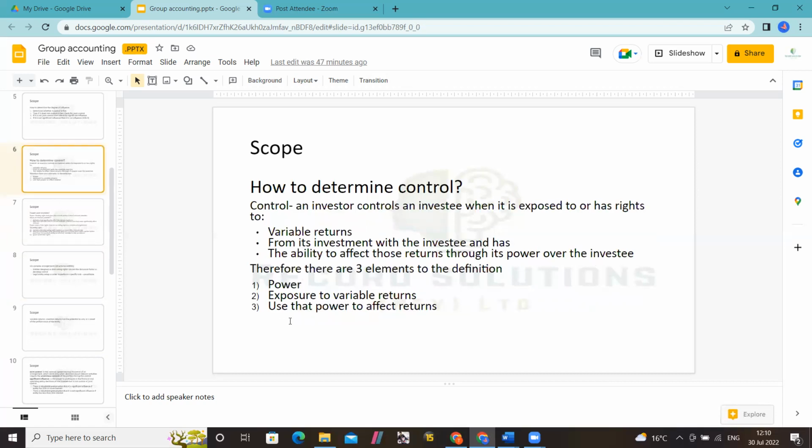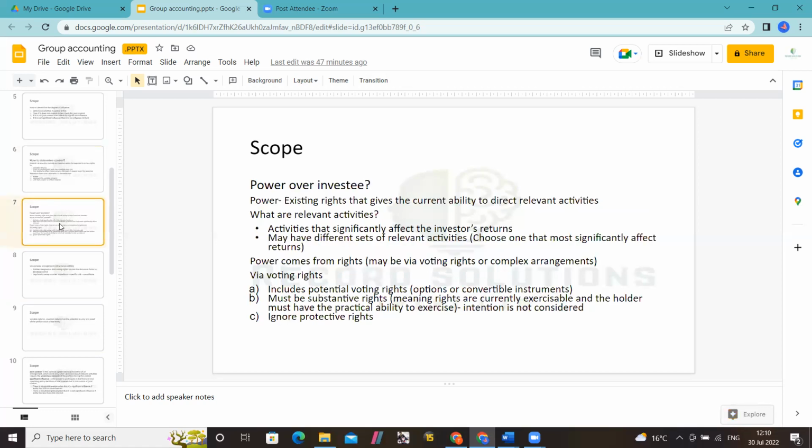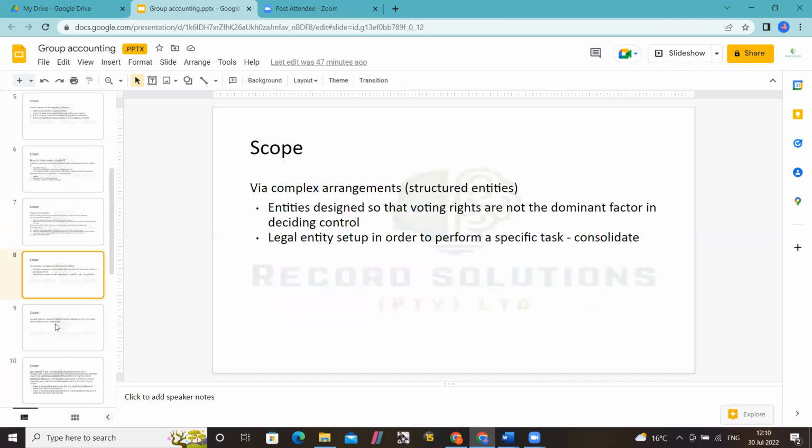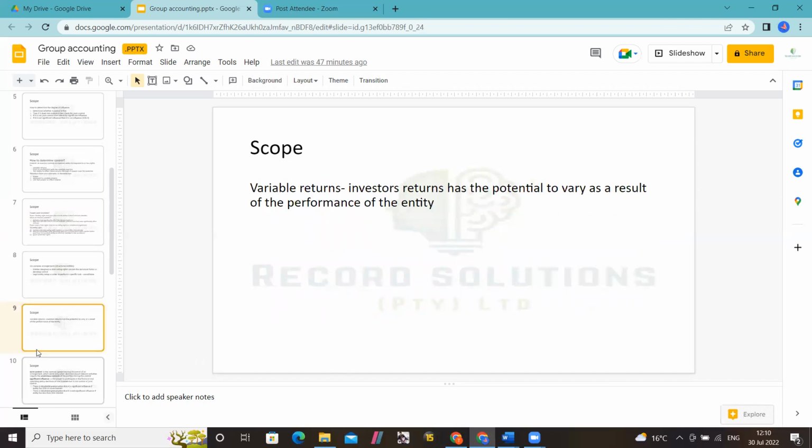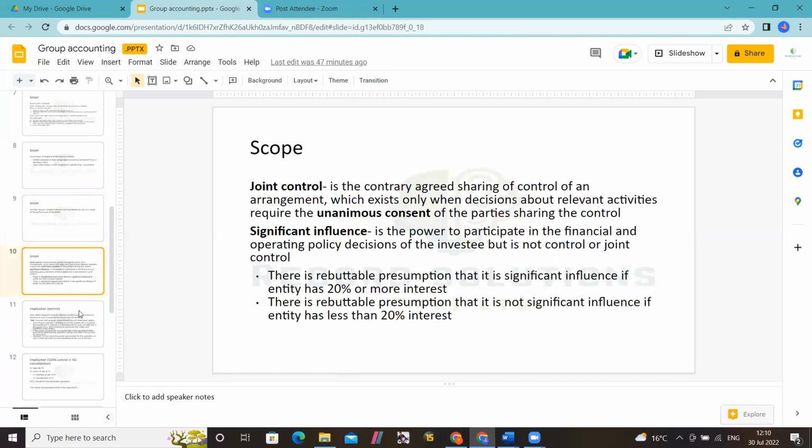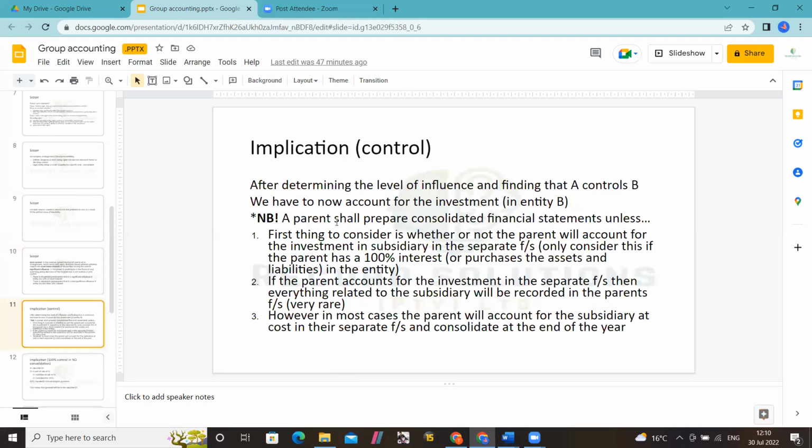After you've determined that, now you know that you control that entity, and when you control an entity, you are the parent now. The entity is called the subsidiary. Joint control and significant influence, you don't need to do here. So now that we control this entity and we figured out the scope, we want to know what we actually do. I said in the last video that the first thing we determine is the level of interest we have in that entity. We know that we control it; now we determine the level of interest.